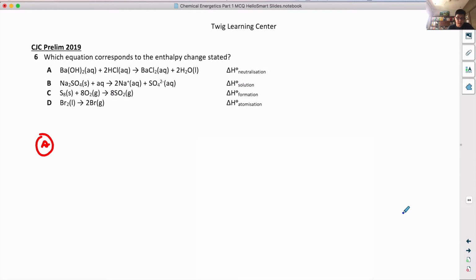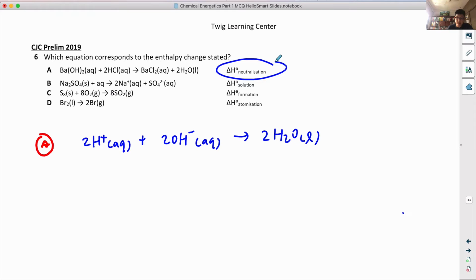If I look at the ionic equation, I'm going to take away all the spectator ions. If you take away all the spectator ions, you end up with H plus plus 2 OH minus to form 2 water. This is the spectator ion. But for neutralization, you need to form 1 mole of water, and here they form 2 moles of water. So this is actually not correct, because you need to form only 1 mole of water, but this equation shows formation of 2 moles of water.